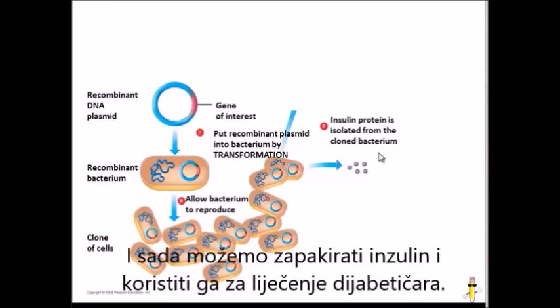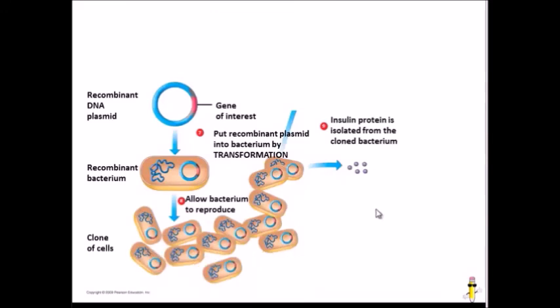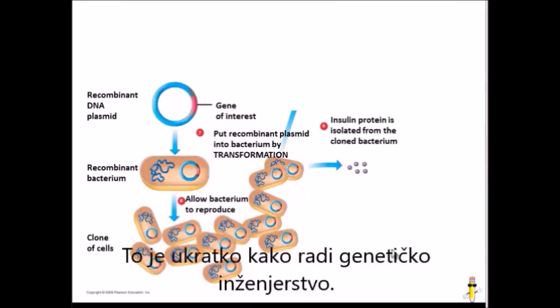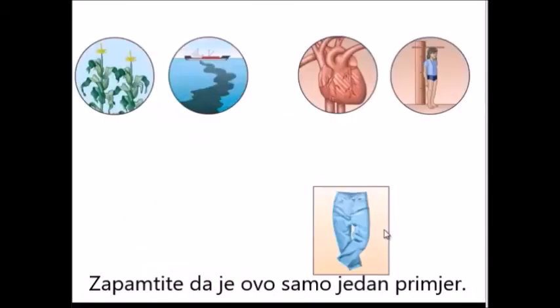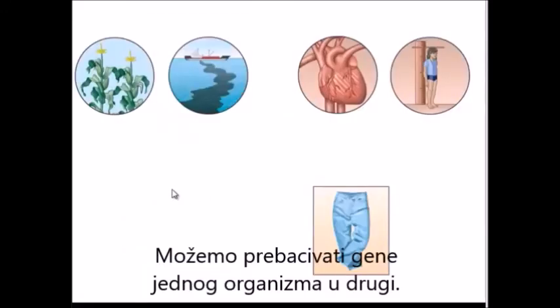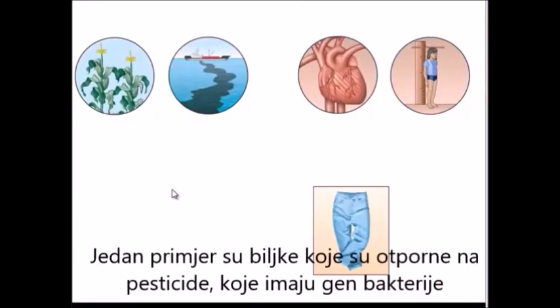So now we've got the human insulin, and we can bottle this up, and we can use it to treat diabetics who need doses of insulin. And that, in a nutshell, is how to do genetic engineering. Keep in mind, though, that this is only one example. We can move genes from different organisms into other organisms.